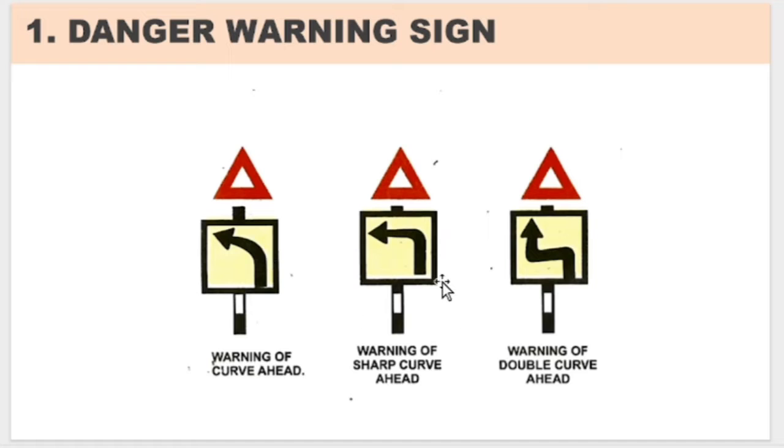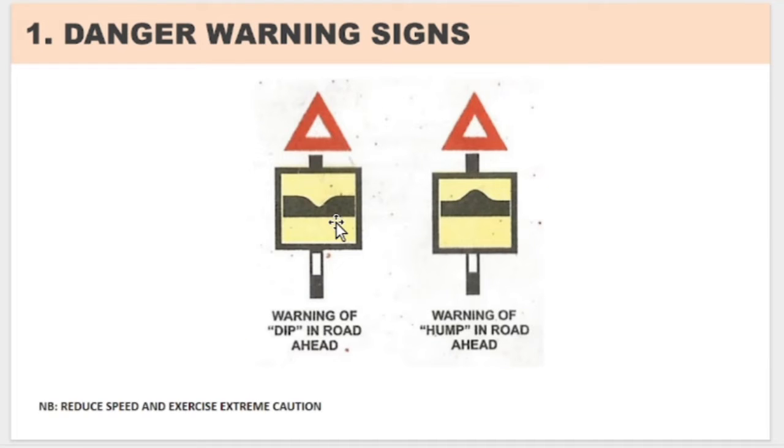One thing I want you to take away from this slide is that there's a distinct difference between warning of a curve ahead and warning of a sharp curve. On a sharp curve, we do have that sharp turn over there. Now let's move on to the next one. This is warning of a dip. We do have this dip here, and this is warning of a hump. You can see this hump, right? So do take note of that: warning of a hump in the road and warning of a dip in the road. These are 2 distinct signs.